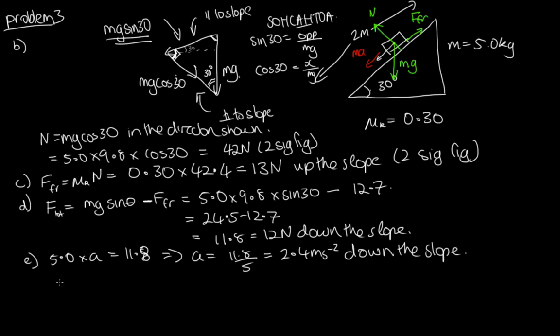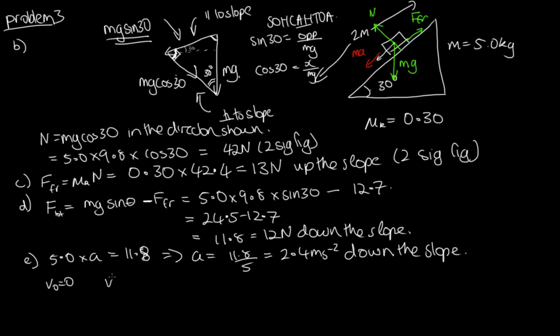And finally part F, calculate the speed of the block at the bottom of the slope if it starts from rest at the top of the slope. Now there's two ways to do this. We could either consider energy. We could assume that all the gravitational potential energy at the top got converted into kinetic energy at the bottom. Or as we've already got the acceleration and we know that the initial velocity is equal to 0 and the distance it's gone, we can use the kinematic equations. So let's do this using the kinematic equations.